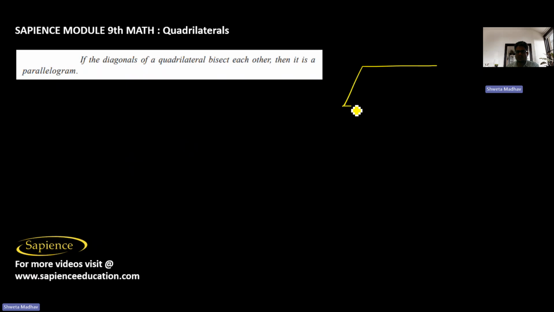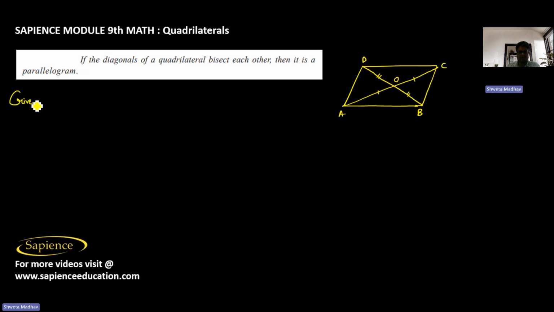So we draw a quadrilateral ABCD and whose diagonals bisect each other. This is the diagonal AC and this is the diagonal BD and they intersect at O. So it is given that the diagonals bisect, so AO equal to OC and DO equal to OB.